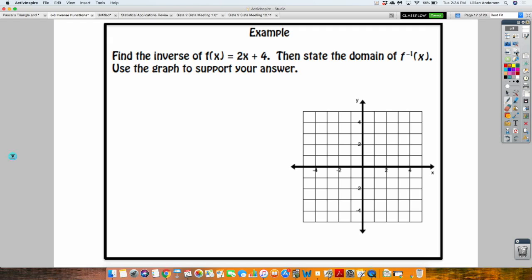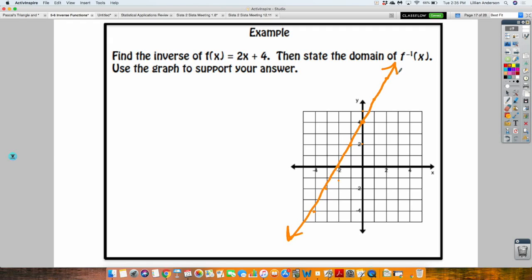So, 2x plus 4, what does it look like? It starts at 4. It goes up 2 over 1, up 2 over 1. So this is what the original function looks like, f of x. Not my best line, but you guys get my point.